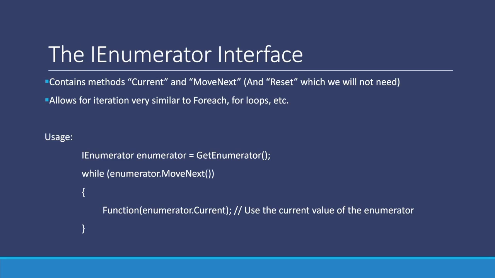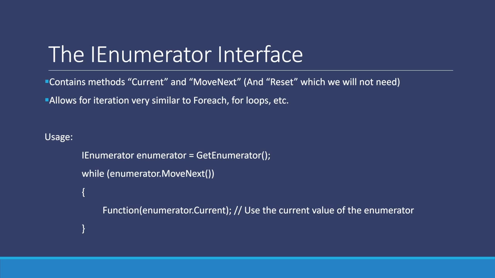So now let's talk about the IEnumerator interface. So keep in mind, up until this point, we've been using IEnumerable, not IEnumerator. So what is the IEnumerator interface? Well, the IEnumerator interface contains 3 methods, but only 2 of them that we really need at this point. It contains a method for getting the current value of the enumeration, and it contains a method for moving to the next value of the enumeration. In addition, it contains a method for resetting the enumeration, which oftentimes isn't even implemented, but it can be implemented to move back to the beginning.